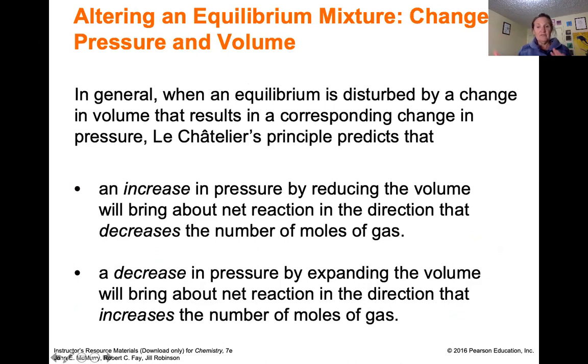But if you do have a difference in the number of moles of gas, it will react in such a way to decrease it. If you decrease the pressure by expanding the volume, the opposite is going to happen. The pressure goes down, so it relieves that stress by increasing the pressure, so you're going to react in the direction that increases the number of moles of gas.